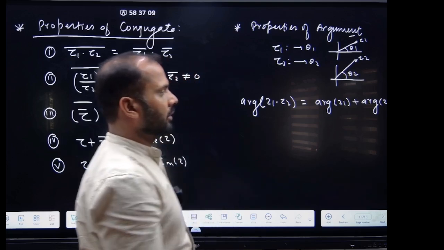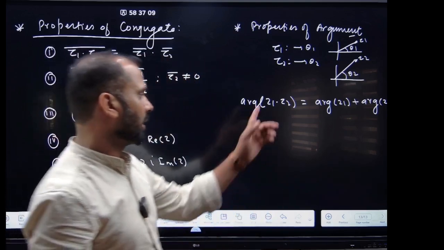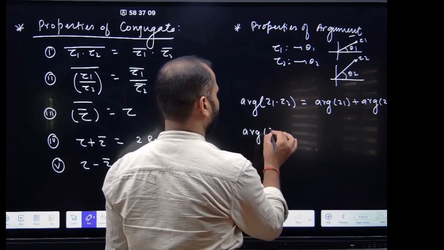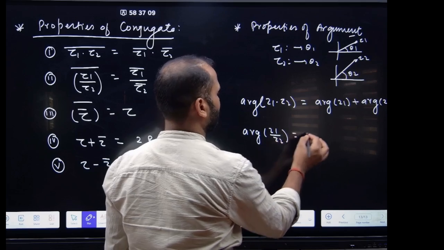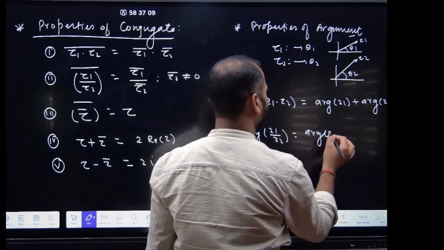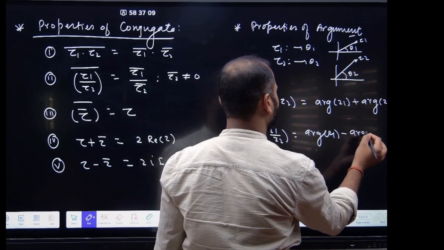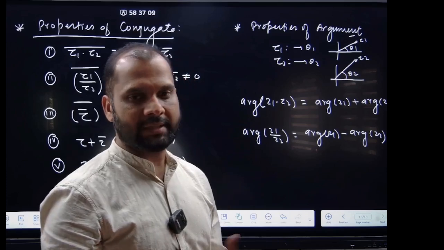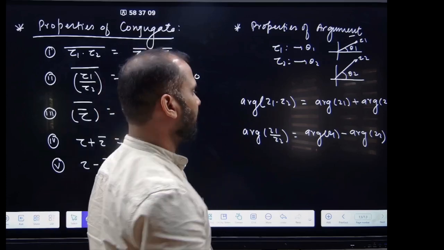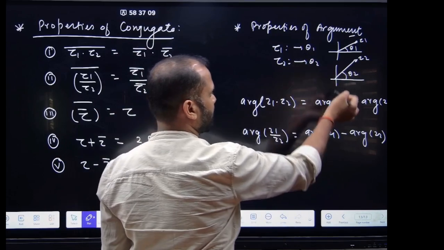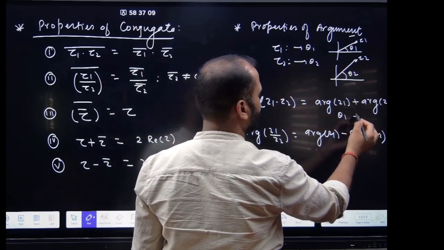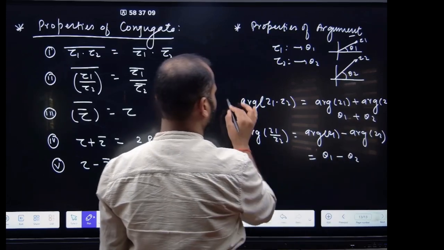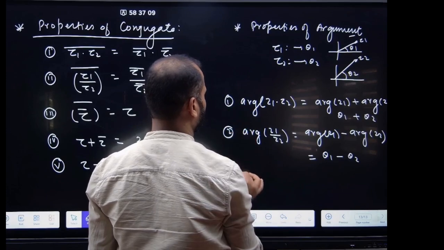So, z1 argument you calculate, z2 argument you calculate. If product is there, add it. If division is there, argument of z1 divided by z2, so argument of z1 minus argument of z2. So, if division is there, subtract it. If product is there, add it. Addition of what? Individual arguments, meaning theta 1. So, here I can write theta 1 plus theta 2. Here what can you say? Theta 1 minus theta 2. This is a very, very important property.